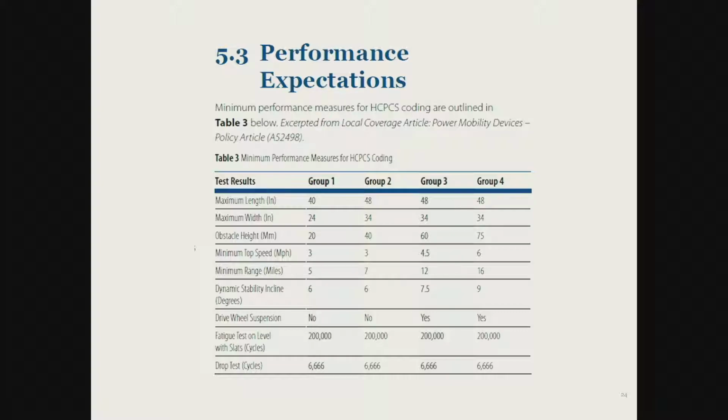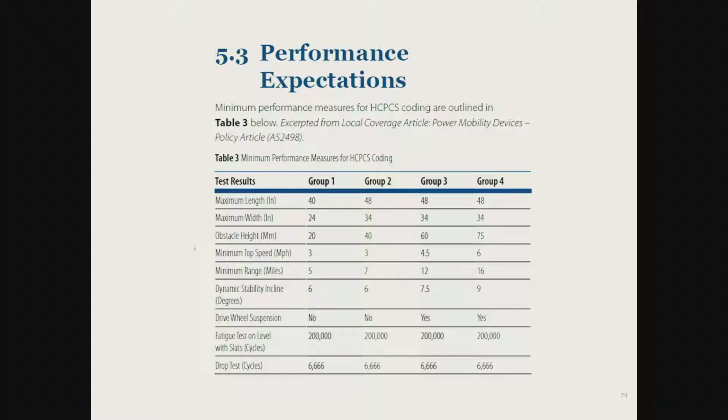As we know, there's 5 groupings in terms of coding of power wheelchairs. And this graph gives you an example of, on the top, your different groupings of power chairs. On the left-hand column, you have the results of the standardized testing. So the test performance measures have identified the dimensions of the devices, the obstacle height that they're able to climb, the minimum range that they can go on a full charge. So if you charge up the battery, how far can they go?